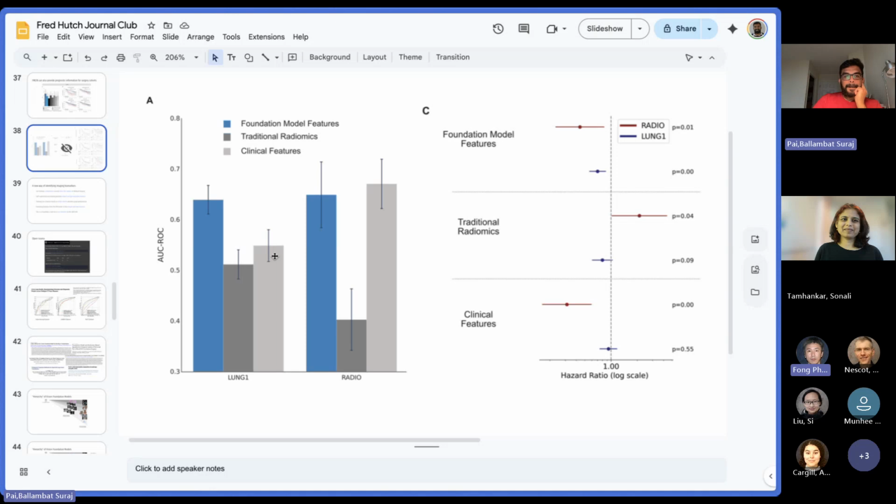So yes, there's some way to go before it's clinically absolutely informative. I think we've been focusing a lot more on what you can do individually with imaging alone. So this was just the foundation model features, right?